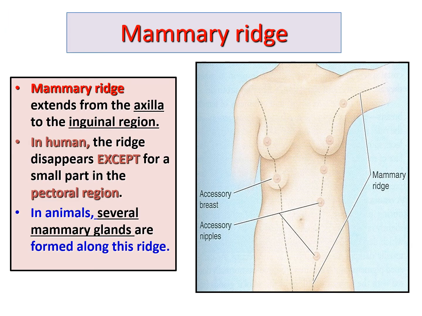The mammary ridge. Mammary ridge extends from the axilla to the inguinal region. In humans, the ridge disappears except for a small part in the pectoral region. In animals, several mammary glands are formed along its ridge.